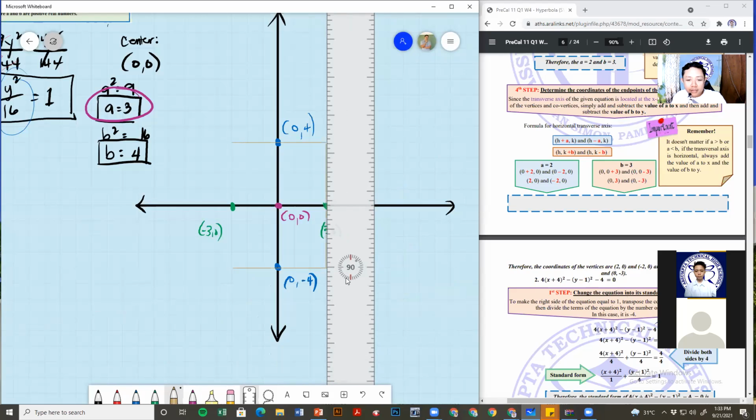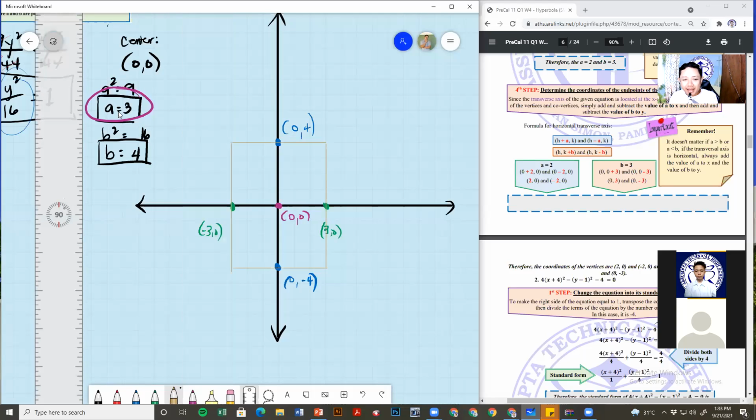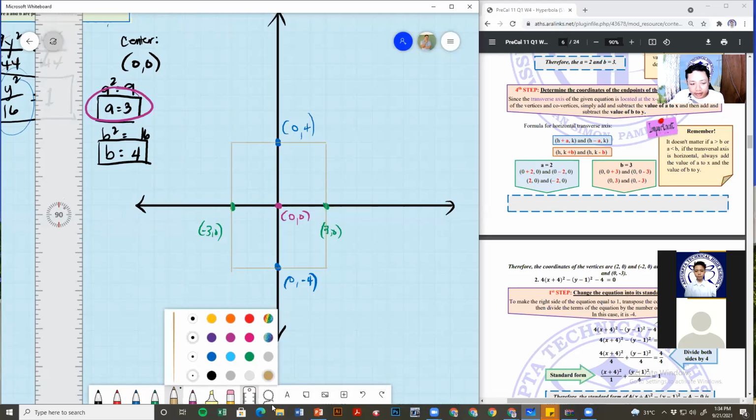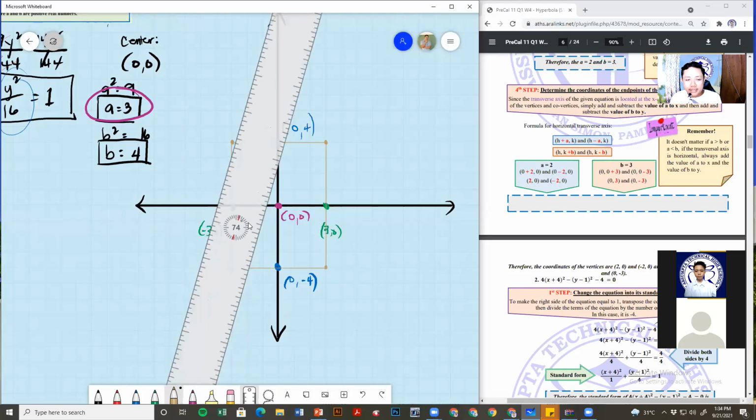Okay, why are we doing this box? Because this is a very important part of our process, because from here we will be able to draw our asymptotes. There you go. Next thing to do is to do the asymptotes. For the asymptotes, we will consider these points. Let me make it thicker. These points of intersections there. And from here, we will be drawing our asymptotes. Let's try this.